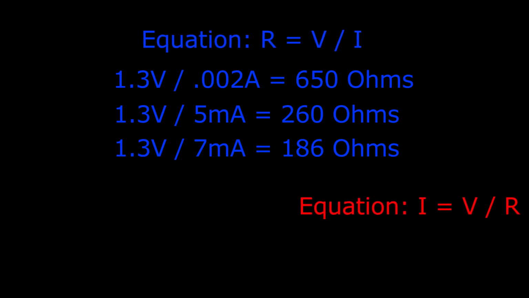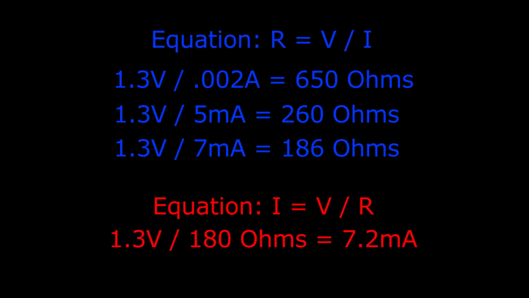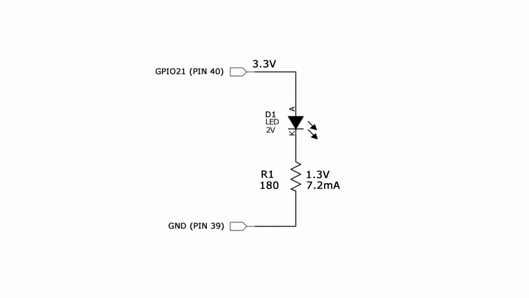So let's use a different equation. Let's use current equals voltage divided by resistance. And let's see if I use 180 ohms, what the current would be through the diode. So in this case, we take 1.3 volts divided by 180 ohms, which is then equal to 7.2 milliamps. So let's take a quick look at the schematic. Notice that R1 is marked as 180 ohms, and it should drop approximately 1.3 volts based on our approximations, and therefore the current through both the resistor and the diode will be limited to approximately 7.2 milliamps.